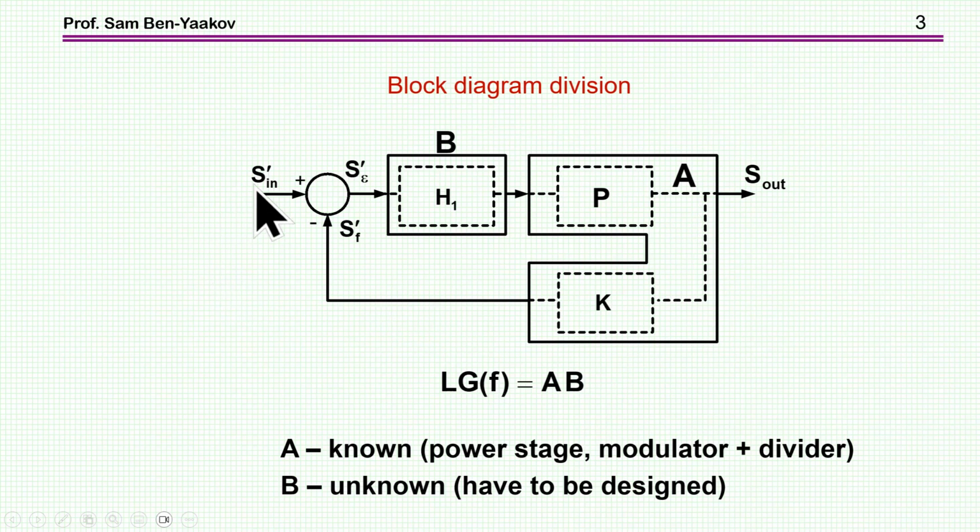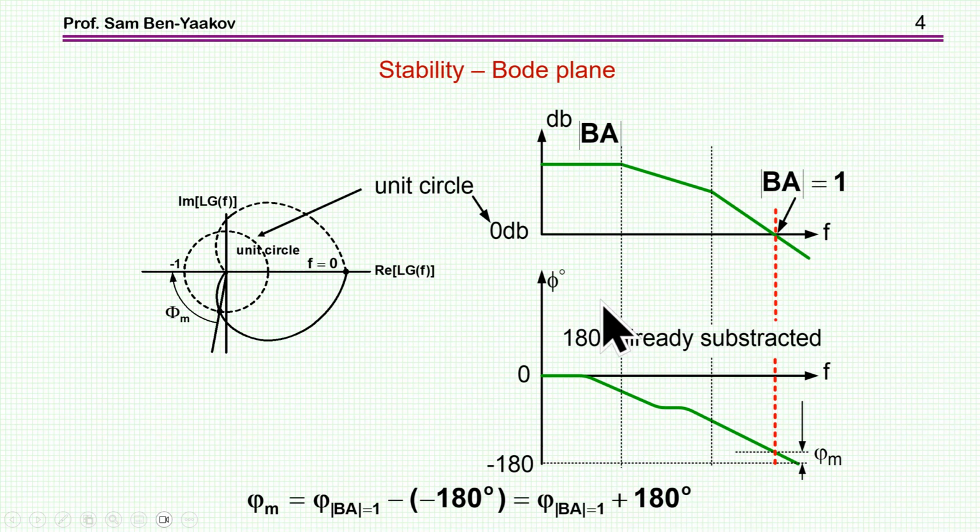Here is the reference, this is the phase compensator, and then we have the power stage modulator and the voltage divider. Now we know that the performance of a feedback system in closed loop really depends on the poles and zeros, and in particular, the system will be unstable if there are poles in the right half side of the complex plane. And we can test for it by the Nyquist criteria.